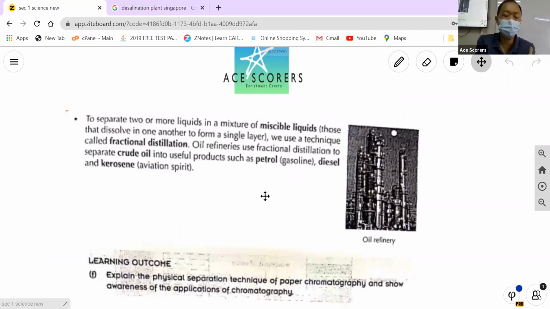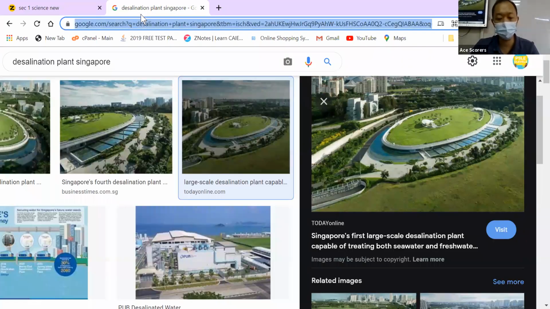Okay, so when we talk about distillation, we must also talk about fractional distillation. Fractional distillation is where oil refineries separate crude oil into petrol, diesel, kerosene. So where can you find our oil refinery? It's in this place called Jurong Island.